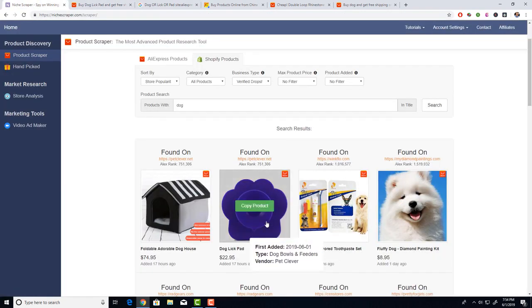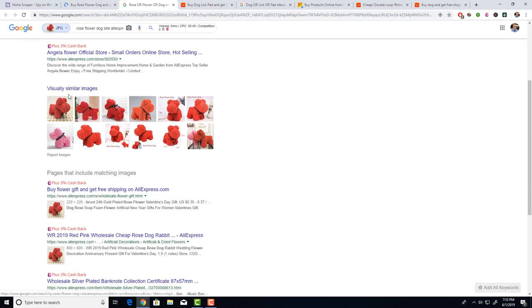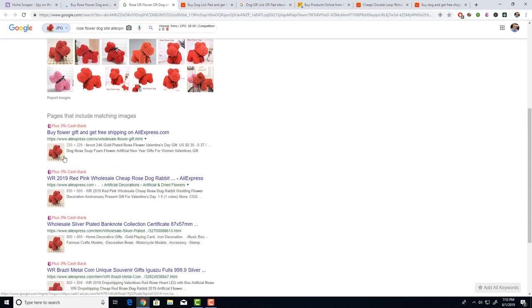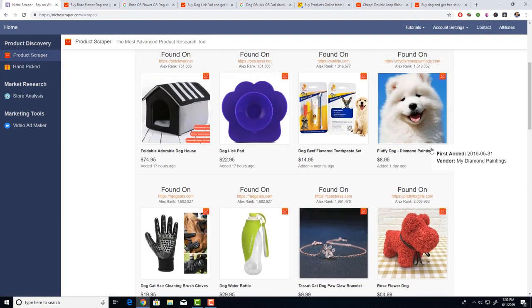For this exact product, we can't, but I'm sure with some other ones we can, like this one right here. Let's look for. We see some visually similar images on Aliexpress. So yeah, this product is being sold on Aliexpress. You can come in here and start selling it right away for yourself. Anyways, hopefully that's helpful, guys.